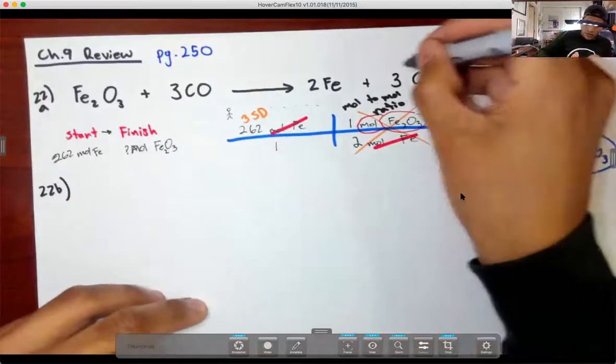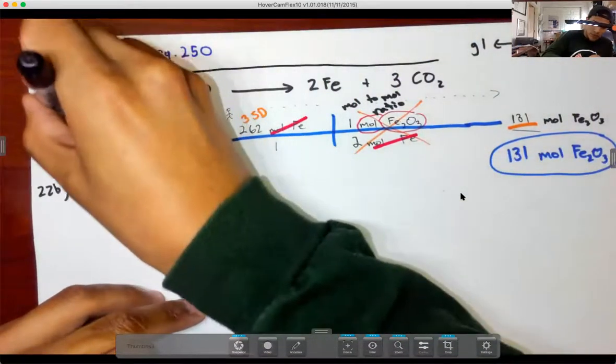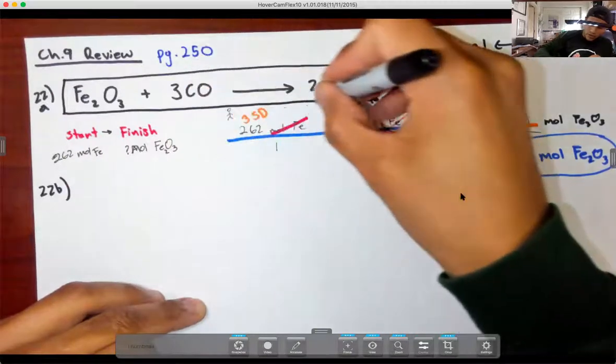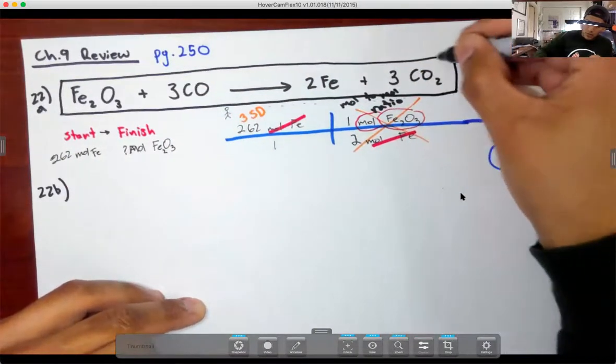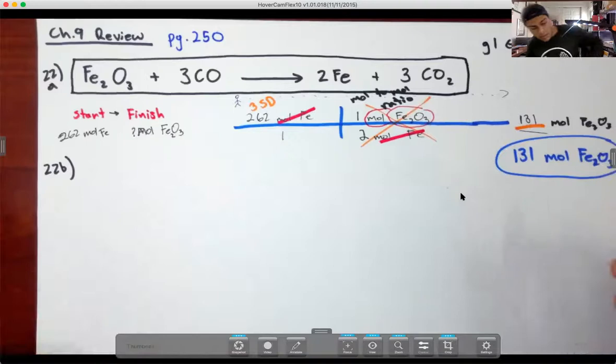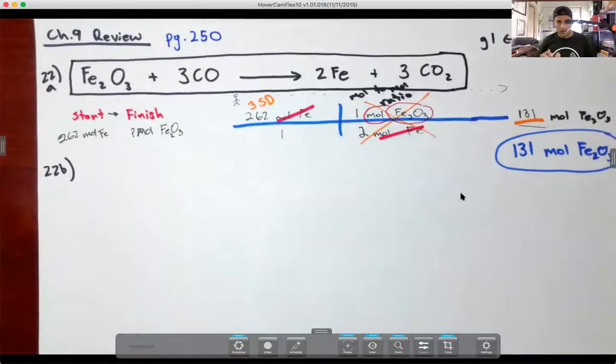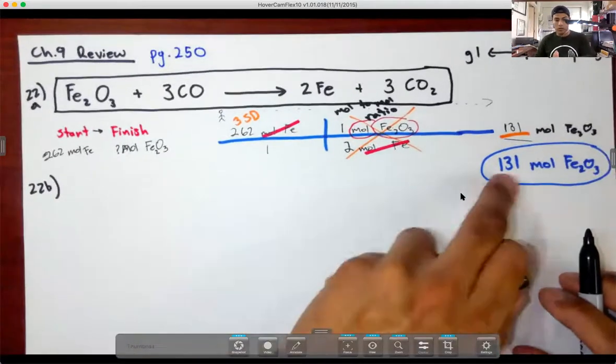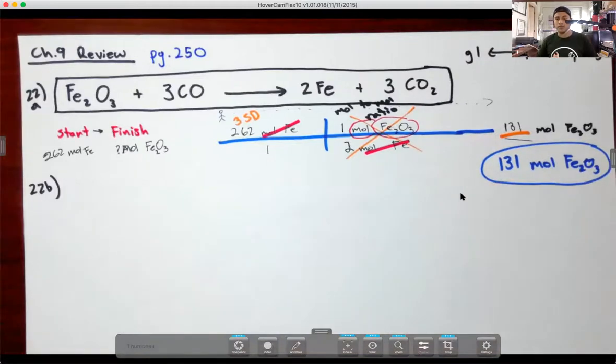We're still using this equation. Whenever you write this equation down, box it, so you know that you're going to be using that equation every single time. The answer to 22A was 131 moles of Fe2O3. Let's go ahead and move on to letter B.